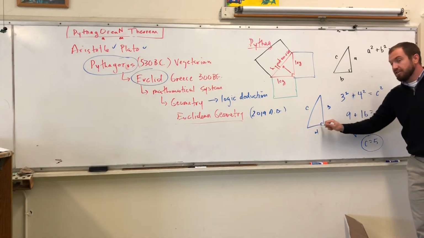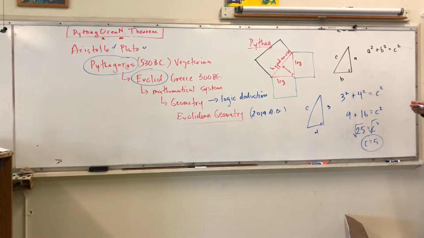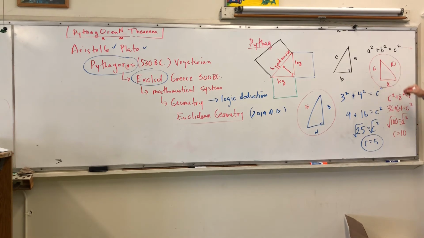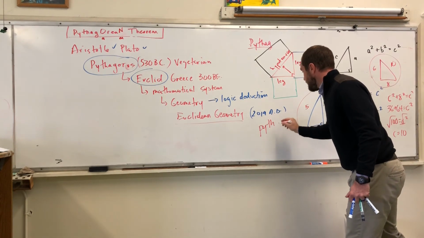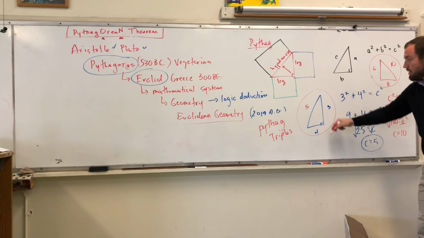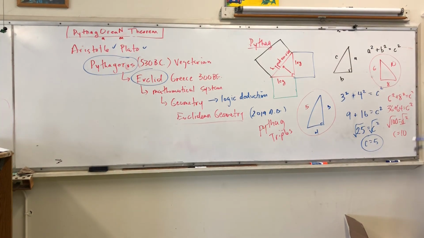And basically these guys came up with patterns, and they're able to find things that always work. Even if I use different sides, like maybe 6 and 8, okay, 6 squared plus 8 squared equals c squared, 36 plus 64 is equal to c squared, 100 is equal to c squared, square root of 100, this side here is 10. And what we like to call these, where you get the 3, 4, 5 and the 6, 8, 10, I like to call Pythag triples, meaning two integers squared will equal a third integer squared. There are no decimals or fractions here.